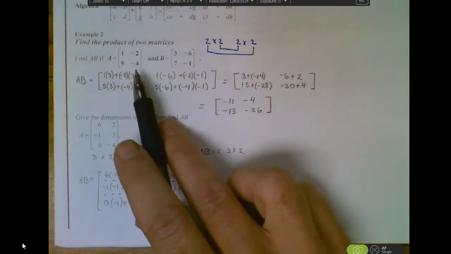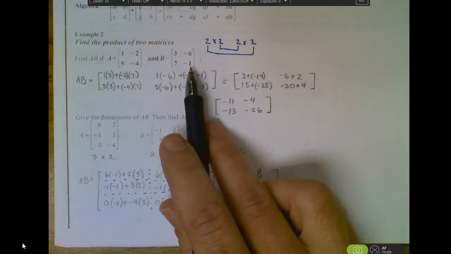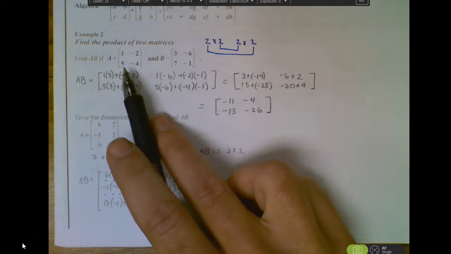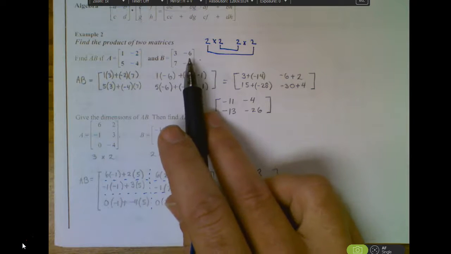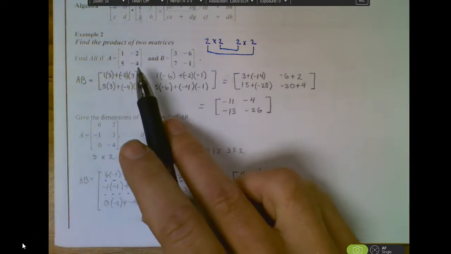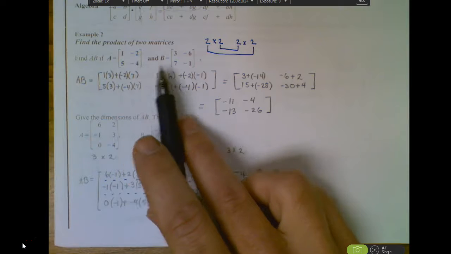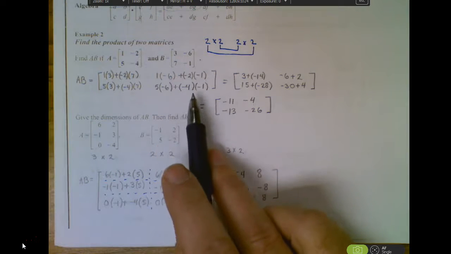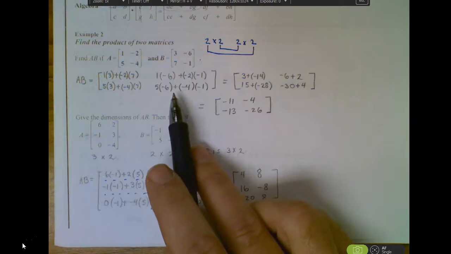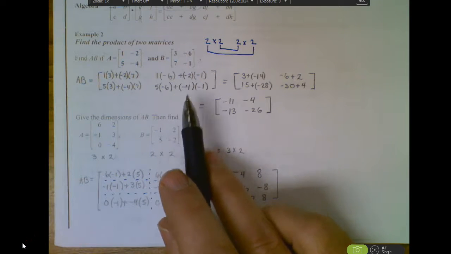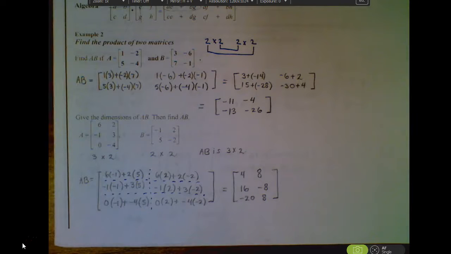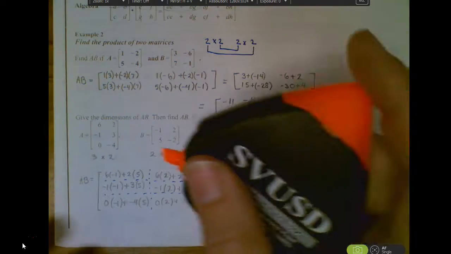As I do my bottom row times the right column now, I'm doing the first numbers together, 5 times negative 6. I'm going to do the second numbers together, negative 4 times negative 1, and then we're going to add those results together. And so this is what that setup looks like. A lot of times I'll see people use highlighters, which I think is a great way to go. It's just a good visual, but here's what that would look like.